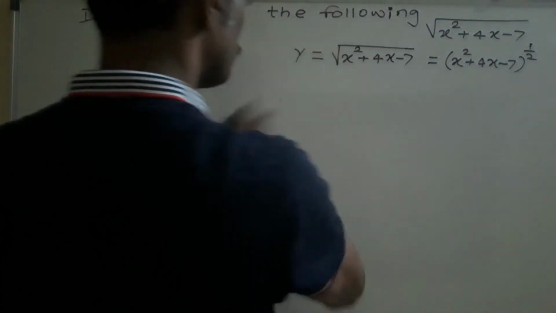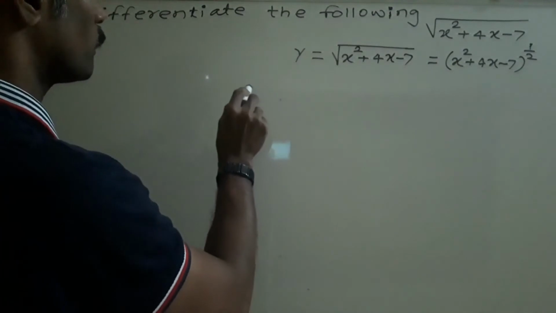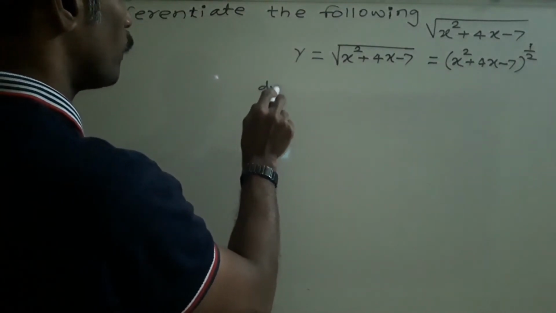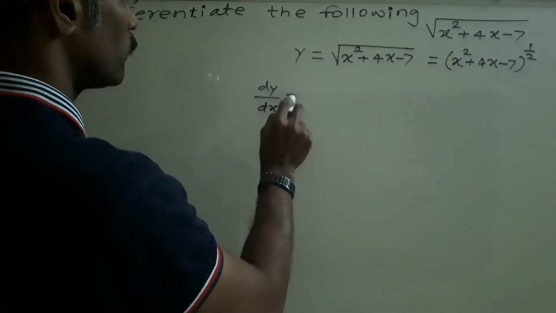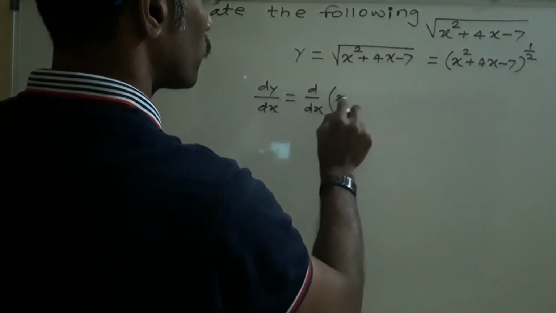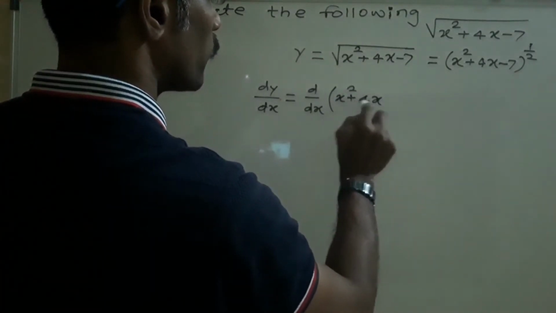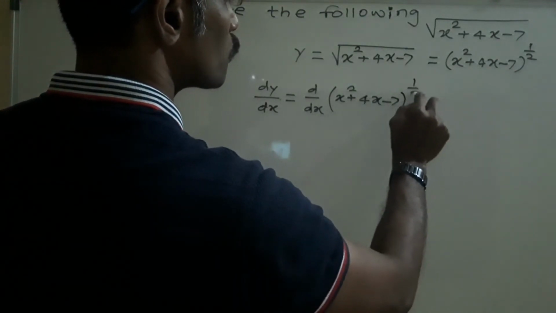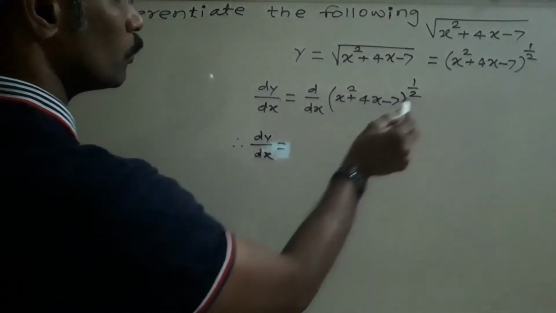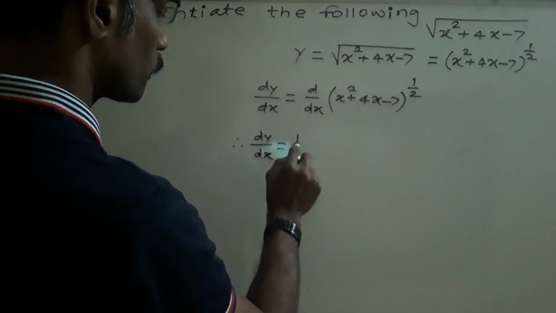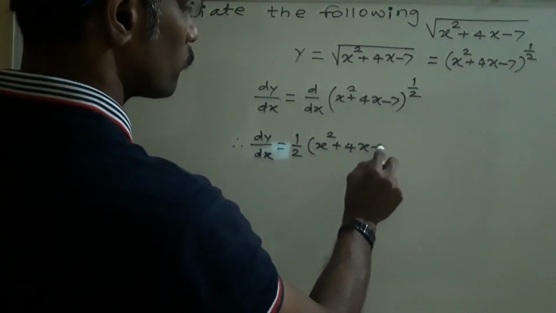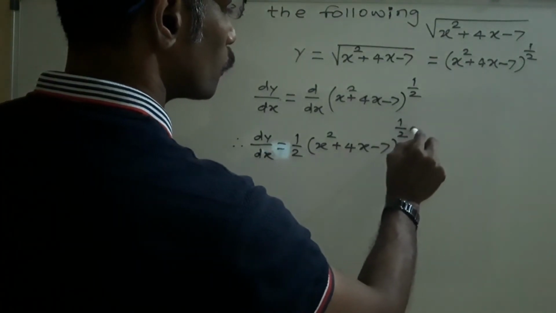Therefore, now this will become very simple. Now we are differentiating with respect to x. Then we get dy upon dx is equal to d upon dx of (x square plus 4x minus 7) raised to 1 upon 2. Now here dy upon dx is equal to, we take this 1 upon 2 just before this bracket, then (x square plus 4x minus 7) raised to 1 upon 2 minus 1.